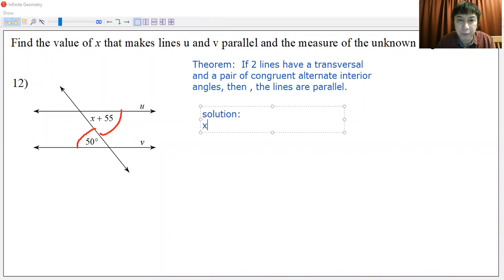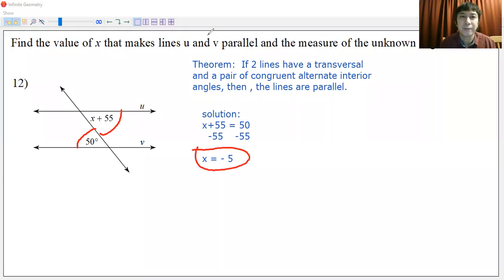x plus 55 must be equal to 50. We solve for x now by subtracting the 55 from both sides. We get x equal to, our subtrahend is larger, so it must be a negative 5. Okay, that goes to our answer. You can verify the answer over here. It's a negative 5.